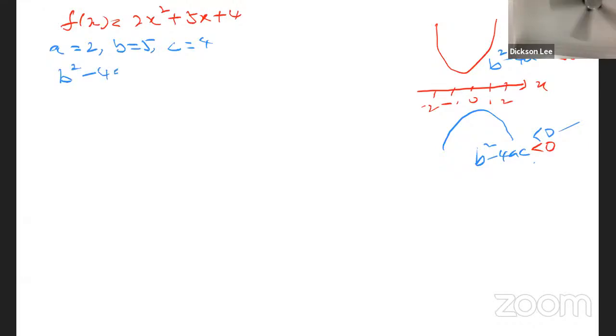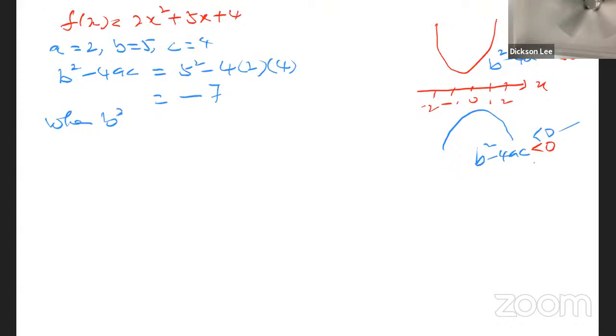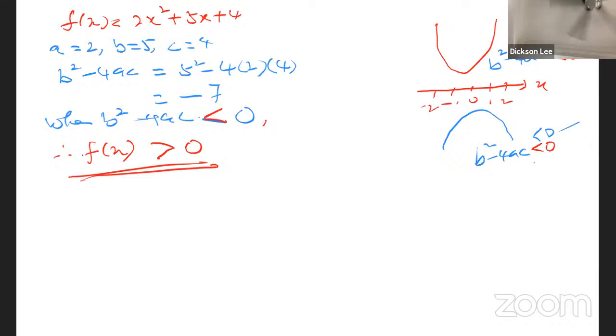b squared minus 4ac equals, you substitute, 5 squared minus 4 times 2 times 4. So you get negative 7. Then you say b squared minus 4ac less than 0. The keyword here, they want to see your answer less than 0. Therefore, f(x) is always positive. That's your answer. You must prove this one. This is very important, this part.